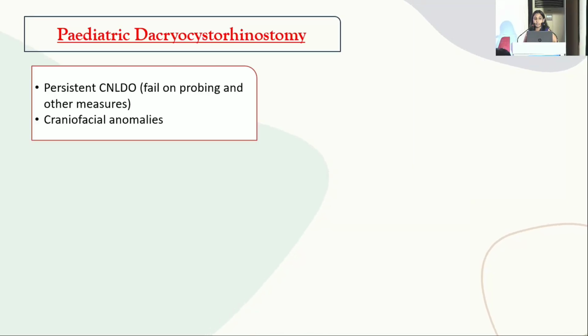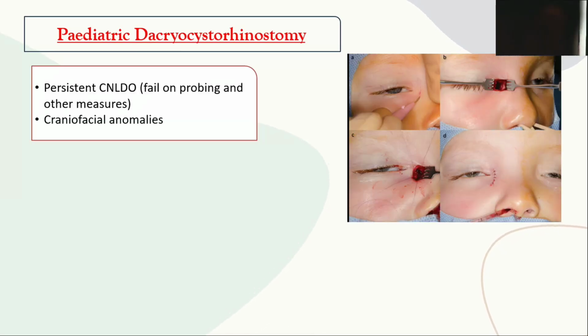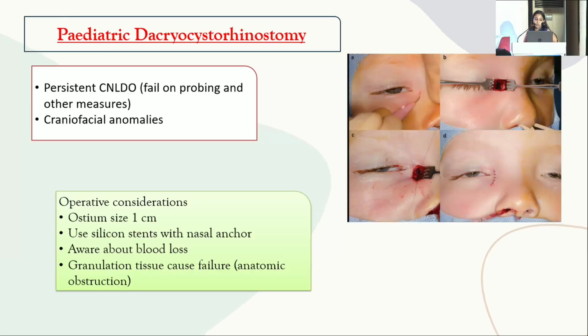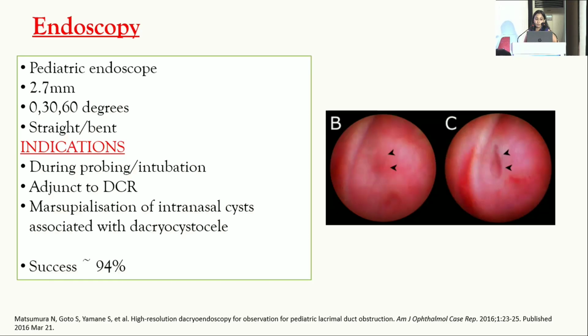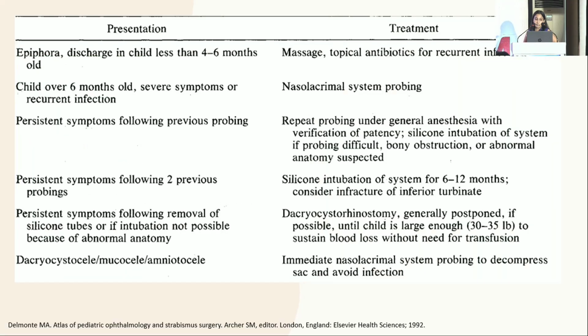We have another option, that is a DCR, pediatric DCR. In cases where everything fails, if there is a roadblock, what do we do? We take a bypass road. So we are taking another road over here. We make another opening through which the tears flow through the nose into the pharynx. A good success rate, and all these can be combined with endoscopy for better visualization and a good success rate.